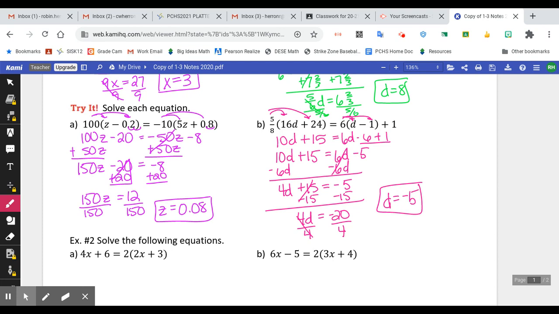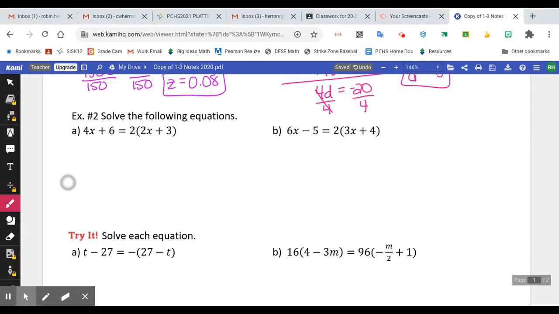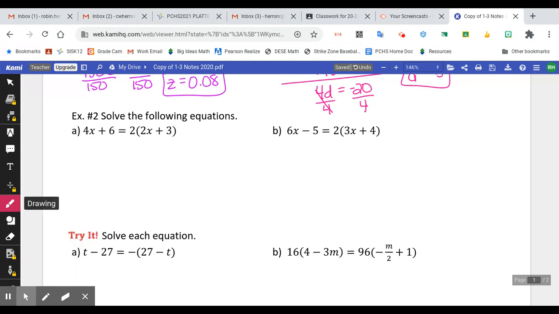Okay, hopefully those try its went well for you. Let's go on to example 2. These are on here because they're just a little bit different. Hopefully this will jog your memory when you get here, but nothing on the left, so 4x plus 6 drops down. 2 distributes, and we get 4x plus 6. Now, if you notice right now, these two sides are exactly the same, which means something special to us, okay?